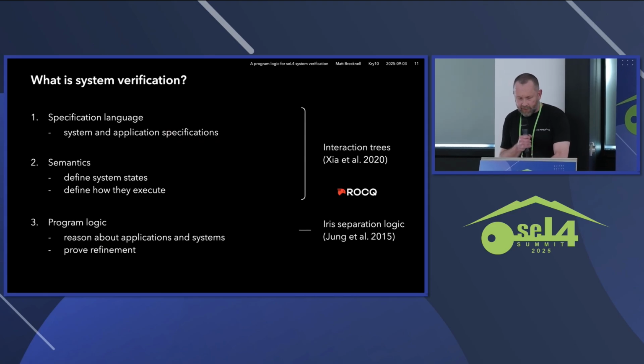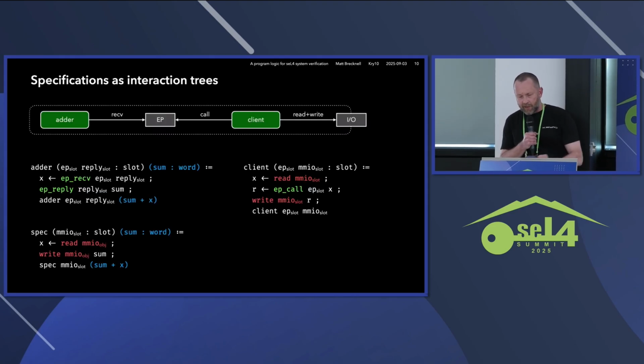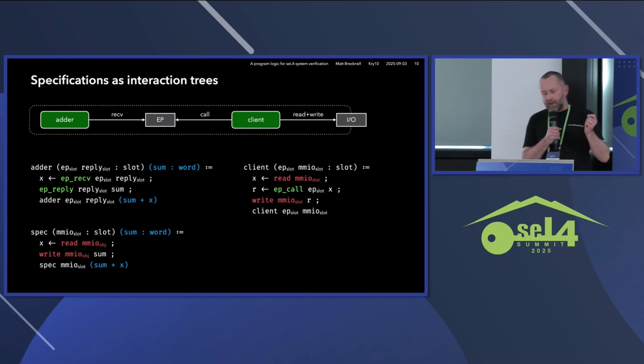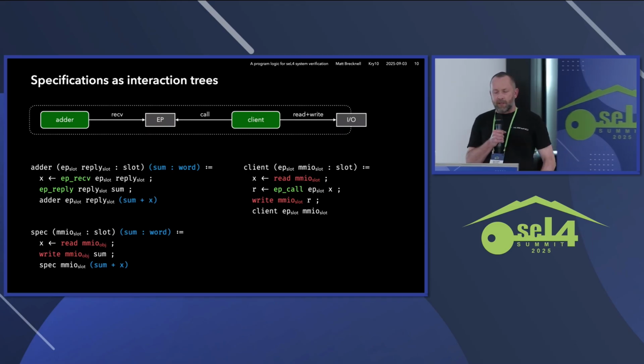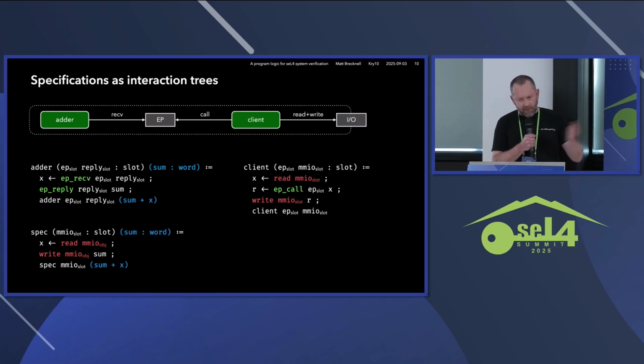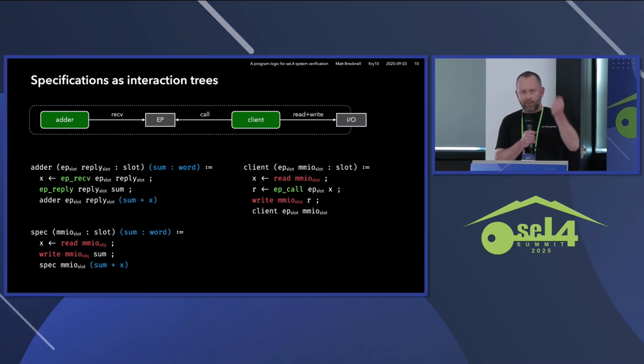Another little detail of the spec language is that something like the EP call is not actually atomic. I want to make it look like the client process can't see any state in between the call and the reply, but it's actually two events in the semantics, and that needs to be exposed in the program logic. Because you couldn't open an invariant over the call because an arbitrary amount of stuff could happen in between.